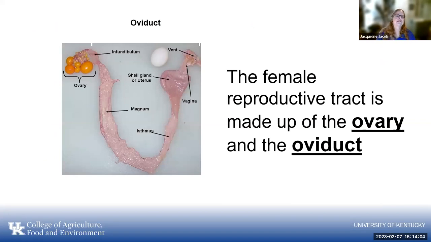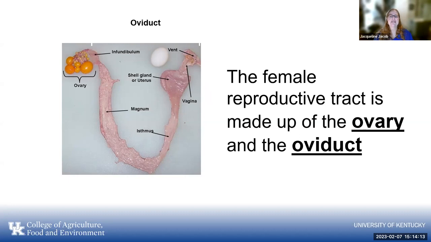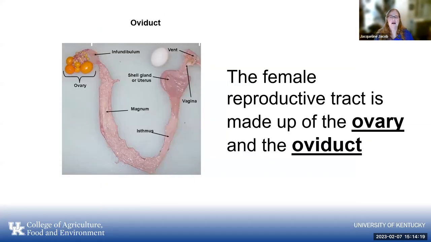So this is the reproductive tract of a chicken, but it's similar for all the different bird species. And it is made up of two separate parts: the ovary and the oviduct. They are separate parts.